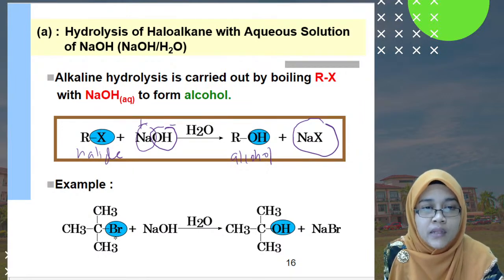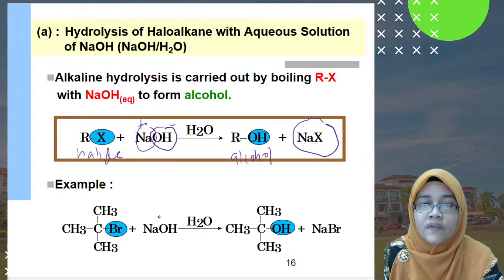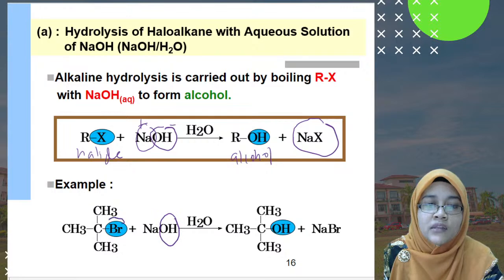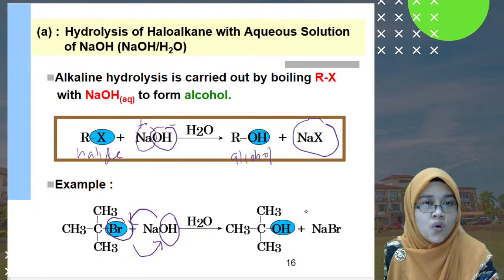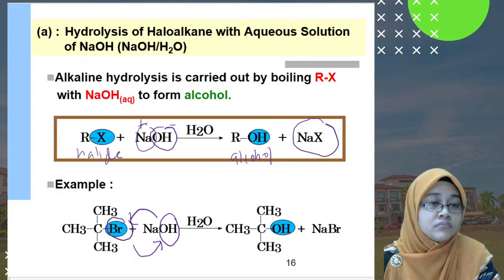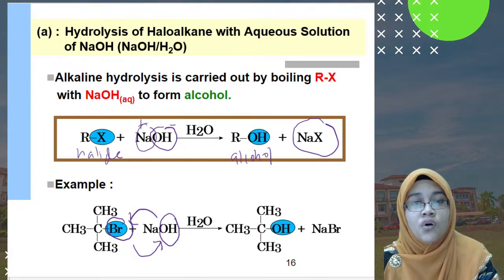Alright. For example, here we have 2-methylpropane halide reacting with sodium hydroxide. So this OH minus will substitute, swap places, substitute the nucleophile. That's why it is nucleophilic substitution. So it becomes alcohol. So this is an example of how the haloalkane undergoes nucleophilic substitution by OH minus, from sodium hydroxide.